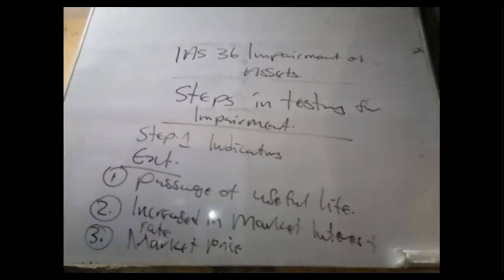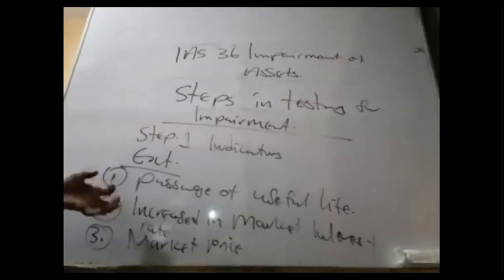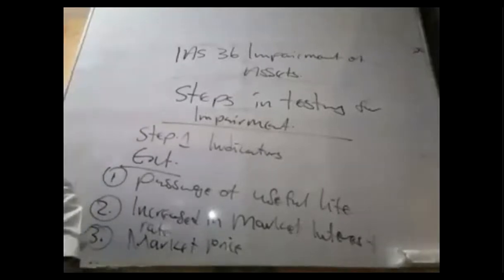It is like the symptoms of COVID-19. If you have those symptoms, it does not mean that you have COVID unless you tested positive. You can still show all these symptoms and test negative. Even though there's an indication that you may have COVID, there's no COVID in your system. The same thing applies to impairment here. Even though there's an indication, until you test it and prove that indeed there's an impairment, you cannot say there's an impairment. Take note of this.